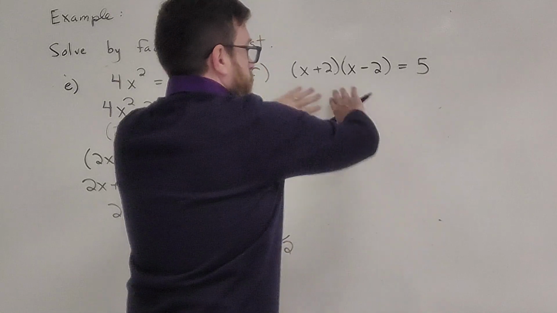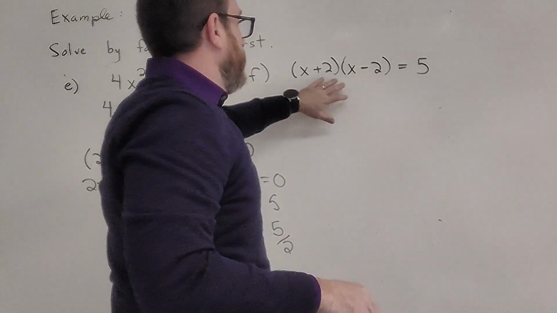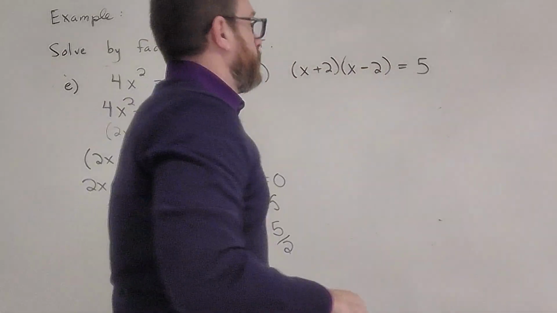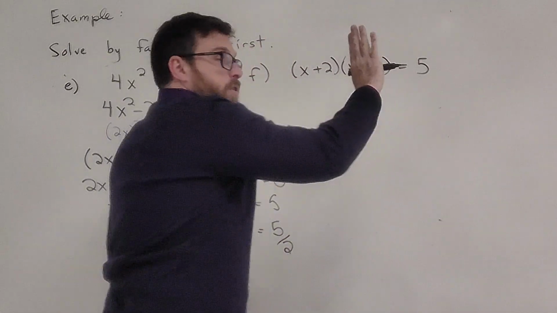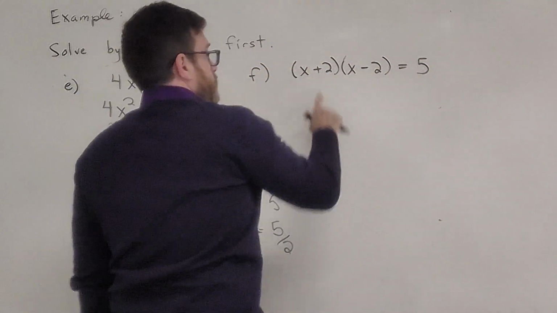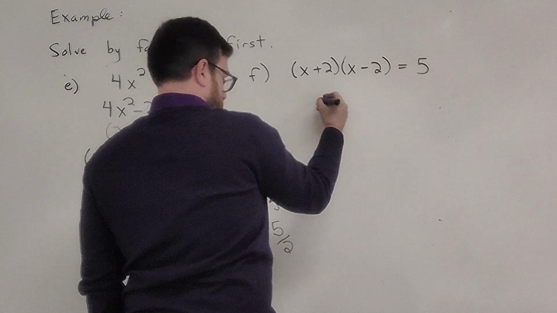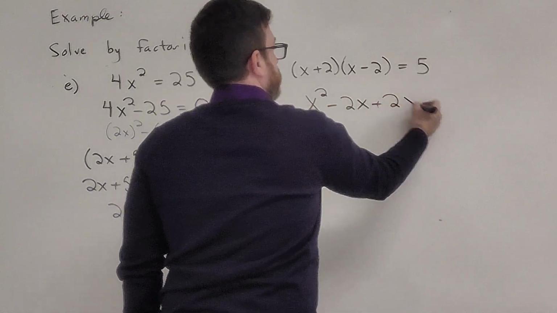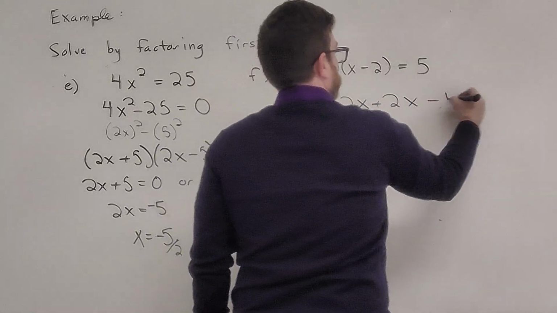So the first thing I'm going to do is I'm going to get rid of the parentheses, because being factored equal to 5 is useless. So I'm going to expand first, set it equal to 0, and then refactor it. So x times x is x squared. Outside's minus 2x, inside's plus 2x. Last is going to be minus 4 is equal to 5.